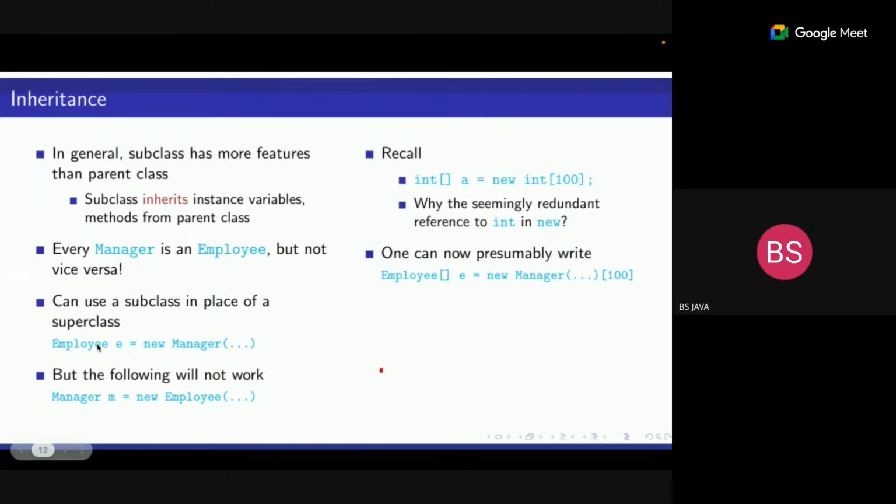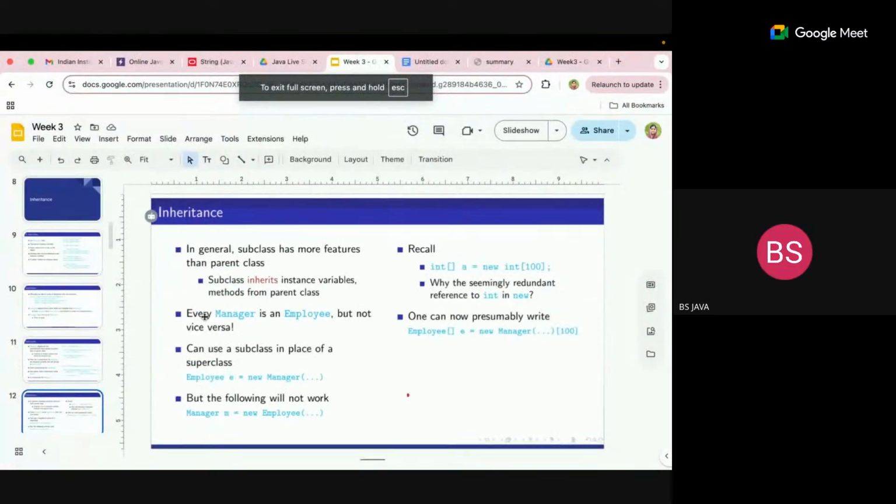And there is something you have to remember. You can create an object of the child class and give it to a reference variable of the parent class type, and the opposite won't work. Manager m = new Employee, you cannot do this. This is illegal. Okay. Now, I'll just go with the code part.